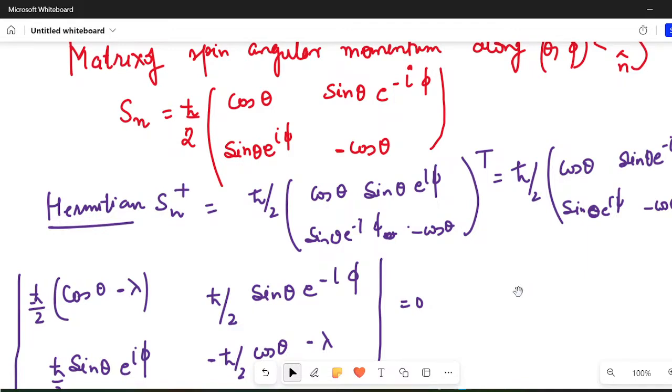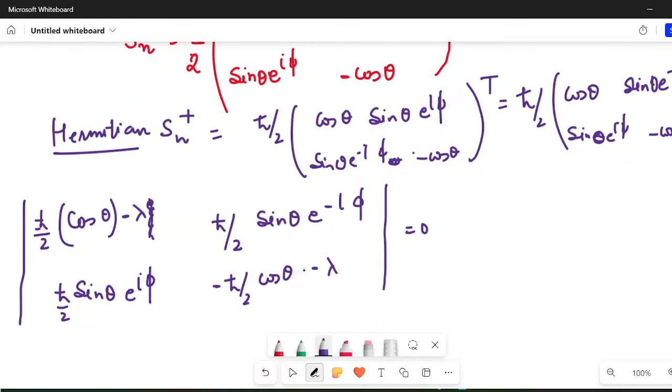I think I have made a mistake somewhere. Okay, sorry, there is a mistake here. Okay, so this is this, and this will be simply this. Just give me a minute. Okay, so this will be like this, otherwise there will be a mistake. And this is h cut by 2 sin theta e to the power iota phi, and this is h cut by 2 sin theta e to the power iota phi. Okay, this is minus and this is plus.